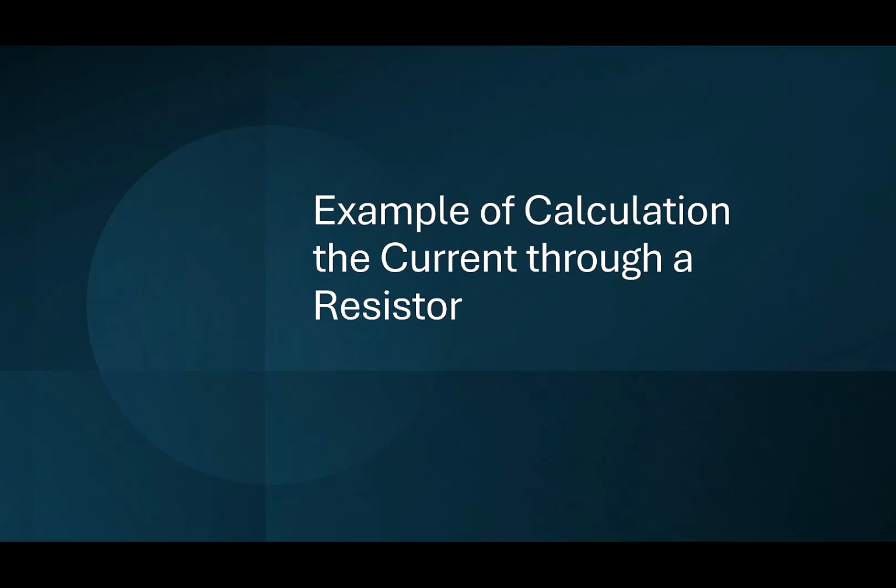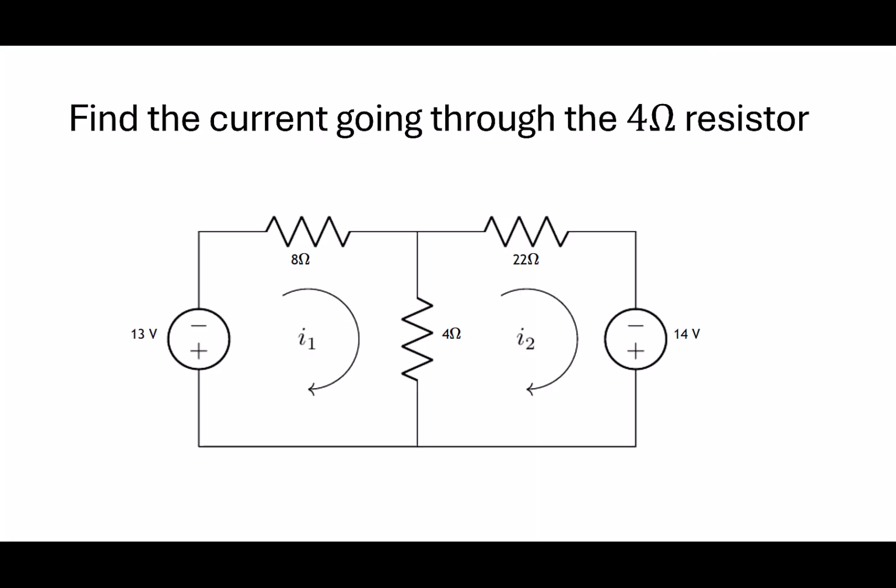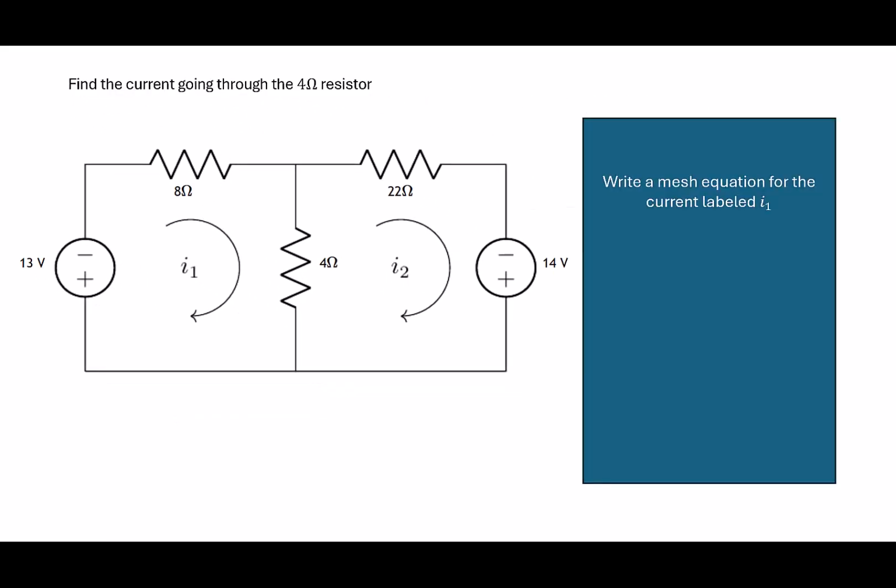Hi everybody, today I'm going to show you an example of calculating the current through a resistor. We're going to find the current going through the 4 ohm resistor shown in the circuit below. To find this value, we'll first need to solve for I1 and I2. We'll start by writing a mesh equation for the current labeled I1.